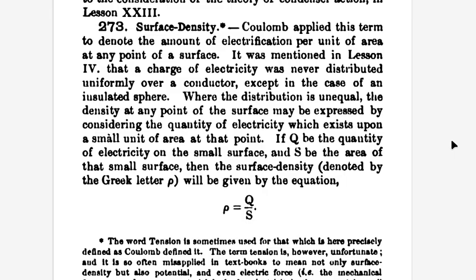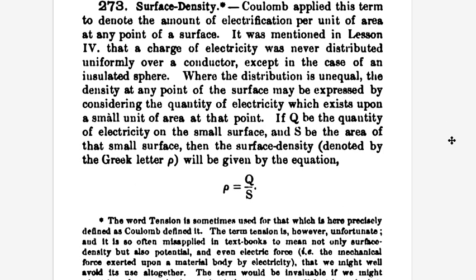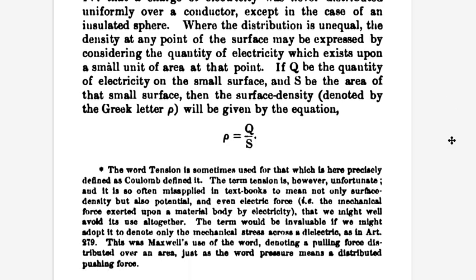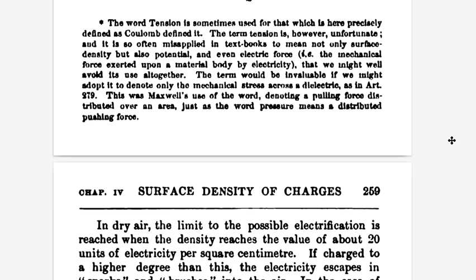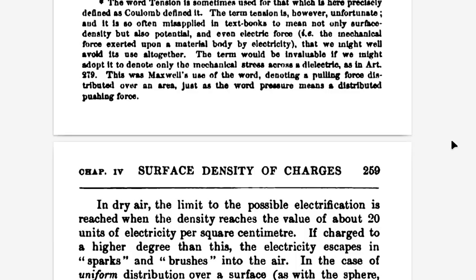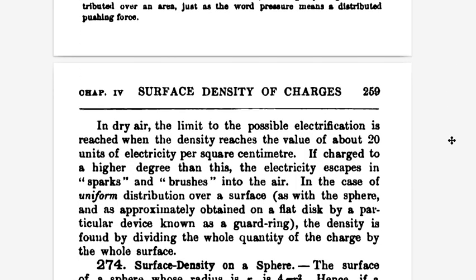If Q be the quantity of electricity on the small surface, and S be the area of that small surface, then the surface density, denoted by the Greek letter ρ, will be given by the equation ρ equals Q over S. In dry air, the limit to the possible electrification is reached when the density reaches the value of about 20 units of electricity per square centimeter. If charged to a higher degree than this, the electricity escapes in sparks and brushes into the air.